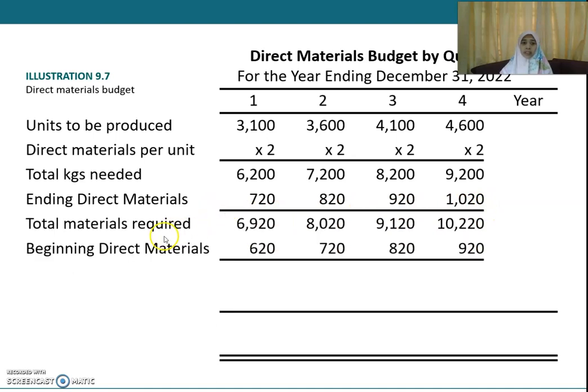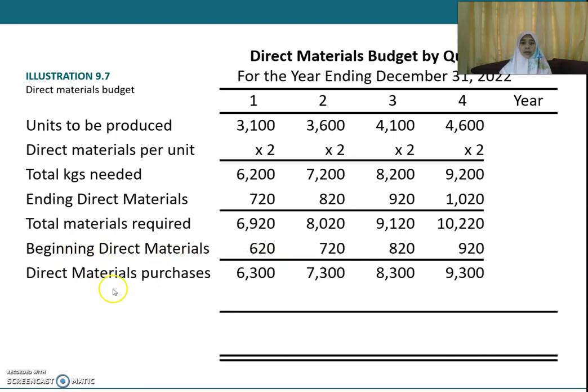And then you adjust for your beginning inventory. How do you arrive at your beginning inventory? Remember, as we have done previously, the closing inventory of one period is the opening inventory for the next. For example, closing stock here is the opening stock here. The closing stock here is the opening stock here. Closing stock here is the opening stock here. So you can work it out. So you will get the beginning direct materials, and then you will arrive at the direct material purchases.